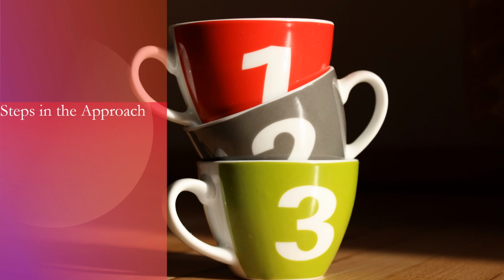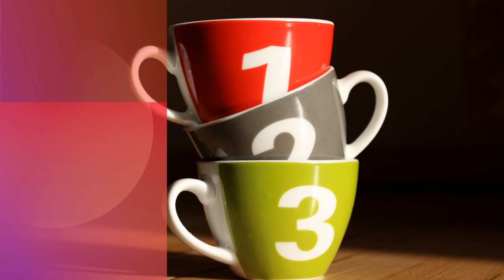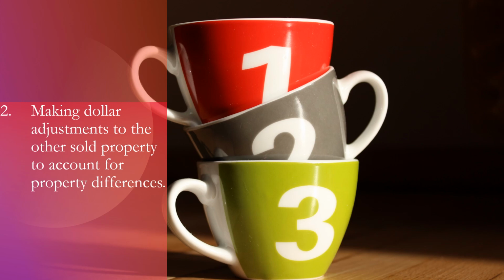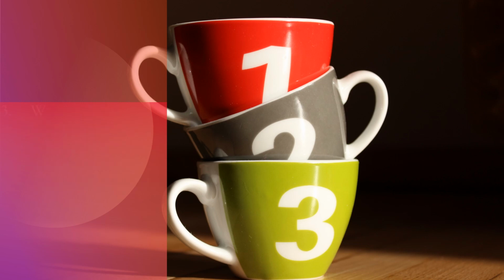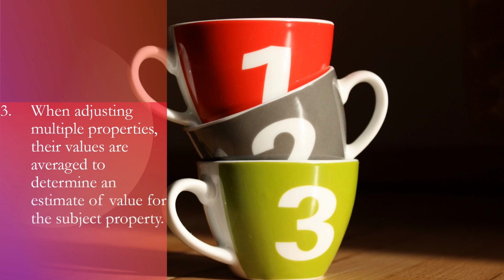Steps in the approach. 1. Gathering sales prices of recently sold comparable property. 2. Making dollar adjustments to the other sold property to account for property differences. 3. When adjusting multiple properties, their values are averaged to determine an estimate of value for the subject property.